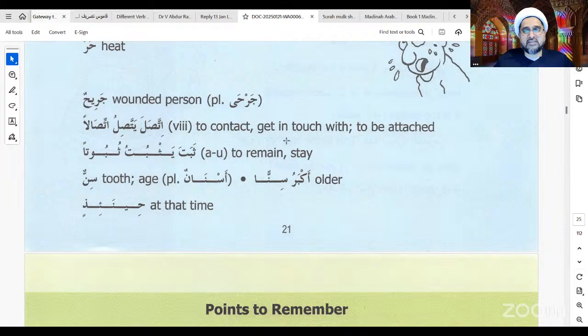Exactly. So this is on the pattern of Baba Iftial, Ifta'ala yafta'ilu. And remember this formula: whenever you come across a letter of Swad and there's a twa after it, you know it's on the pattern of Baba Ifta'ala yafta'ilu. There are a few verbs in Arabic which come with Swad and twa itself.